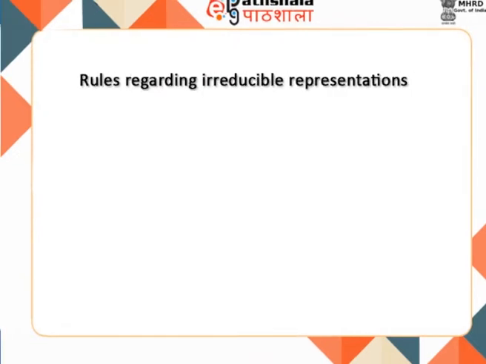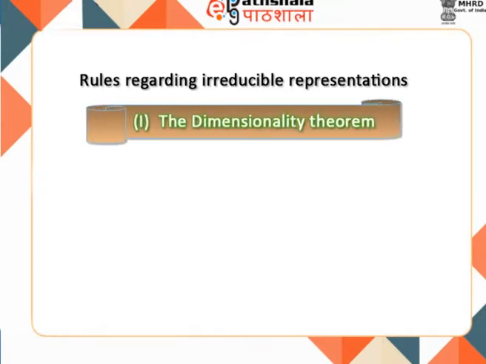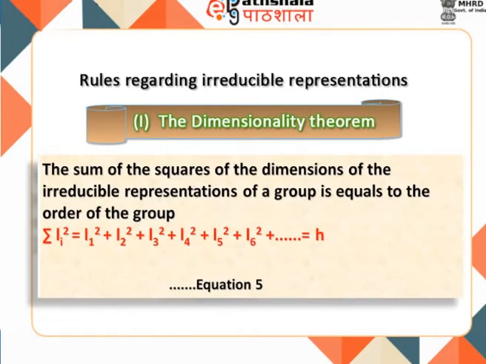Making use of equations 2, 3, 4 as depicted in the video of the mathematical representation of the Great Orthogonality Theorem, some simple rules regarding irreducible representations and their characters have been derived from the Great Orthogonality Theorem. These rules are quite simple and can be easily used for correlating irreducible and reducible representations. The first rule is the dimensionality theorem, which says that the sum of the squares of the dimensions of the irreducible representations of a group is equal to the order of the group. The equation is denoted as equation number 5.